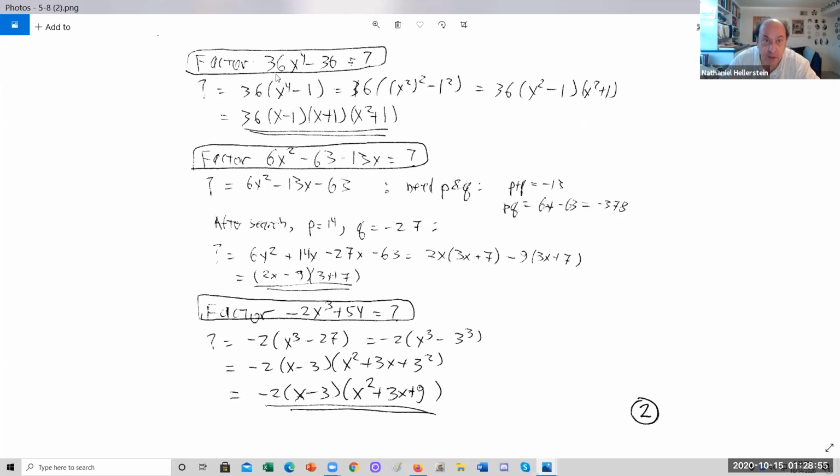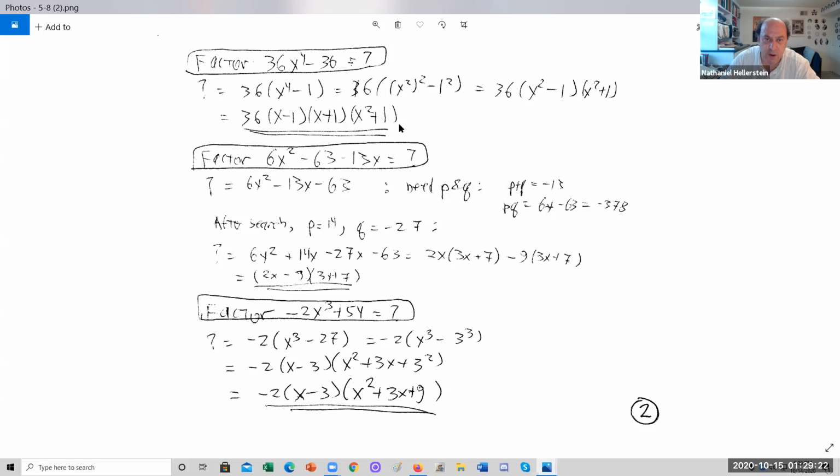All right. Here we're factoring 36x to the fourth minus 36. All right, now the common factor of 36 out it comes. x to the fourth minus 1. Now, fourth power is the square of x squared. 1 is 1 squared. So this becomes 36 times x squared minus 1 times x squared plus 1.